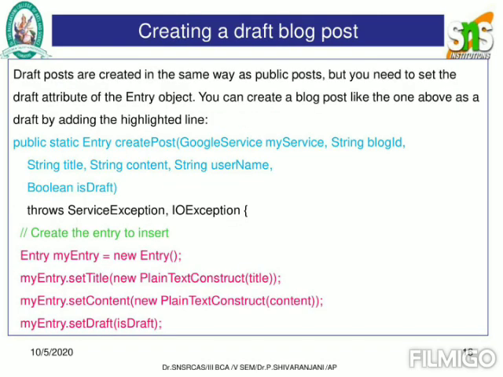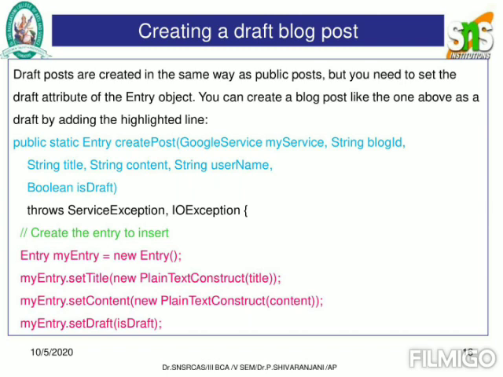Posts are created in the same way as a public post, but you need to set the draft attribute of the entire entry object. You can create a blog post like the one above by adding the content like this: public static entry create post, and I'm adding the service, blog ID, the title of the blog, the content to be displayed on the blog, the username of the particular blog, and whether it should have a draft value or not.